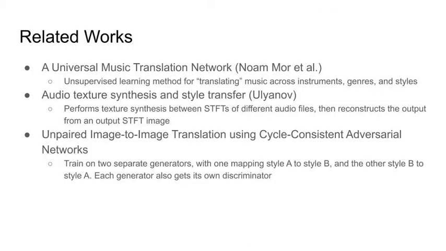The intuition for our project comes from a number of papers exploring music, style, and translation. Noam Moore's A Universal Music Translation Network lays out an unsupervised learning method for translating music across instruments, genres, and styles. Yolanol's project, which more closely resembles ours and is where we derive inspiration from, performs texture synthesis between STFTs of different audio files. We apply the intuition behind unpaired image-to-image translation using cycle-consistent adversarial networks to design the GAN model in our project by training two generators that perform style transfer in opposite directions.